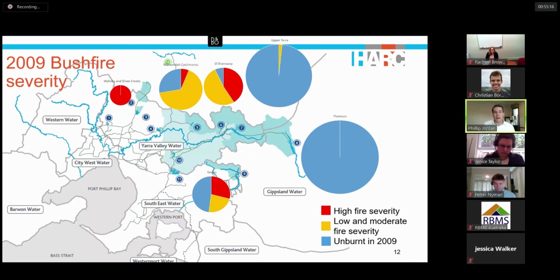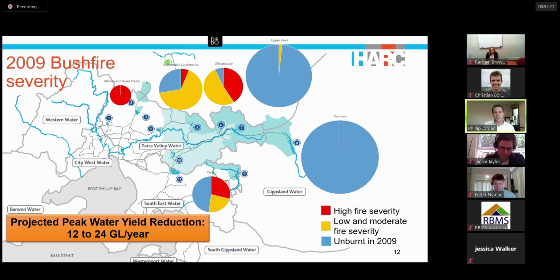So the net projected reduction in streamflow yield across Melbourne's system due to the 2009 bushfire, predicted in their study, was between 12 and 24 gigalitres per year.